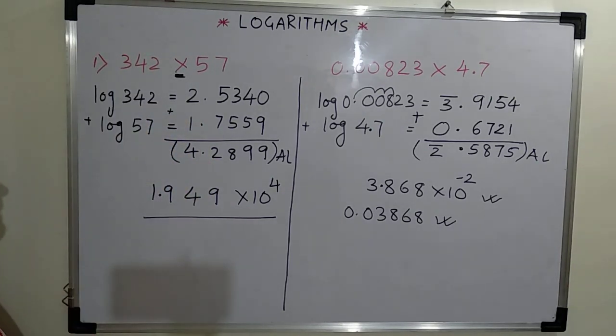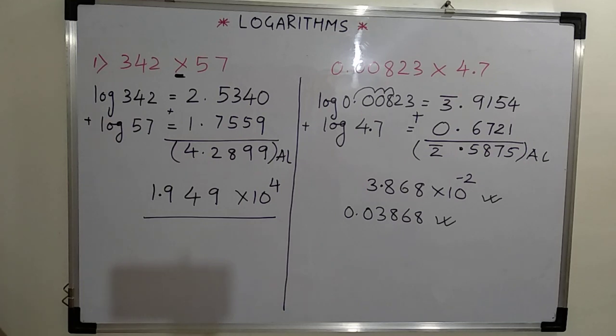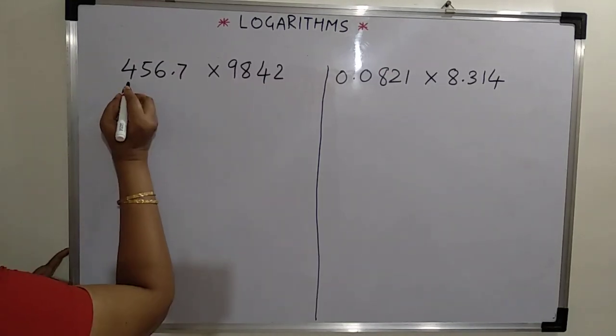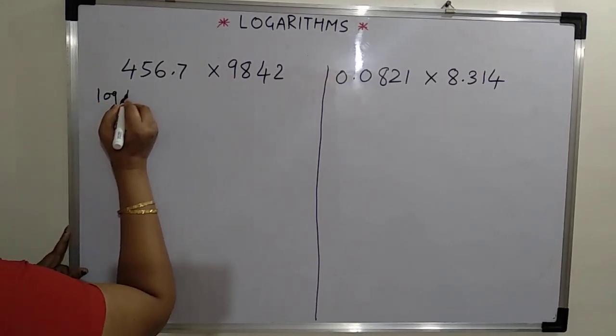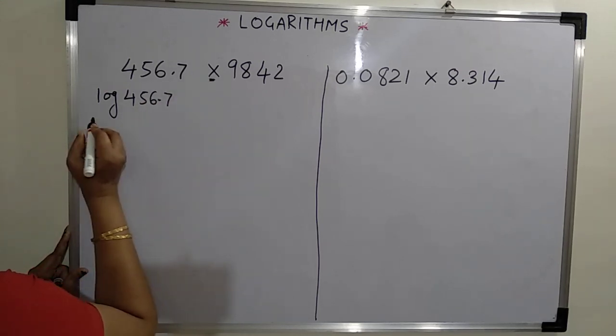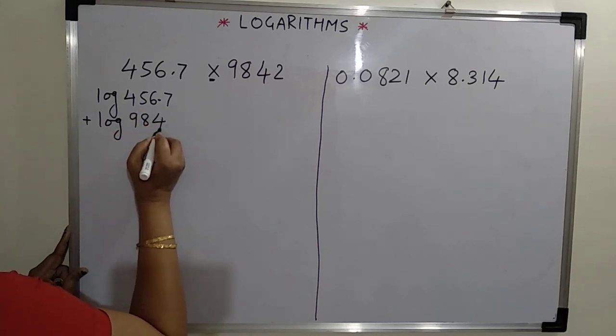So this is how you will calculate. You all might have got this correct, students. Let us try a few more problems. Let us see this problem now. This is 456.7. So it will be log of 456.7. Again this is a multiplication sign. So plus log of 9842.